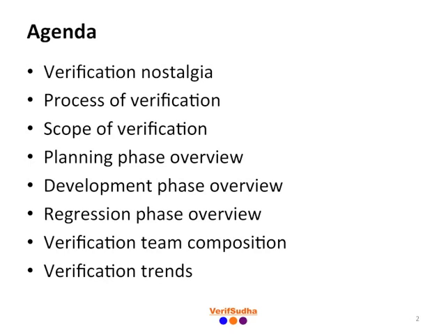Subsequently, we will define the process of verification. Use this process as a basis to establish the scope of verification. Verification activity is made up of three phases. We will briefly look into key components of each of these three phases made up of planning phase, development phase, and regression phase. Towards the end of presentation, we will look into various roles to be played in the verification project. We will close presentation with the current verification trends.